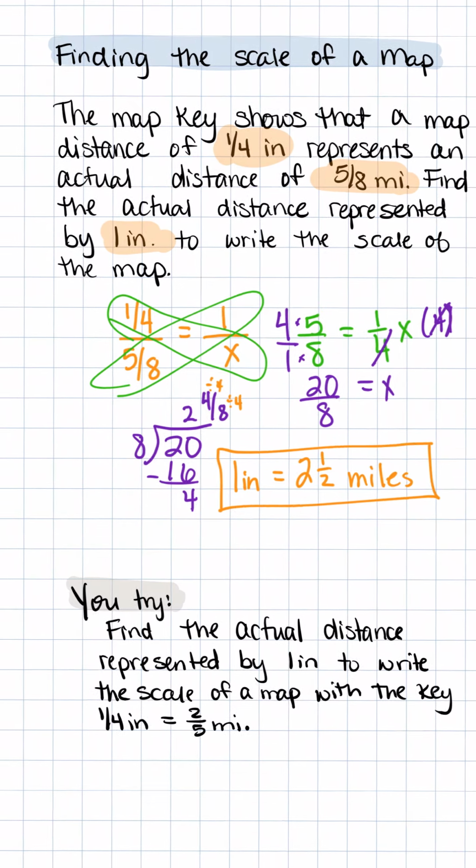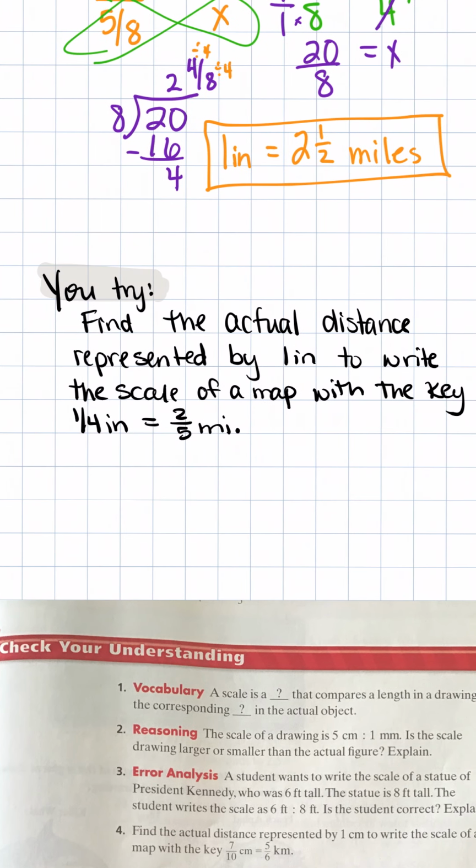So now you try this one on your own. Find the actual distance represented by 1 inch to write the scale of a map with the key 1/4 inch equals 2/5 mile, excuse me. Try that on your own. Press pause. Come back to me when you're done.